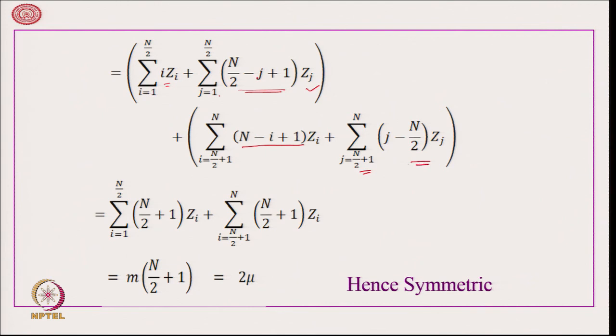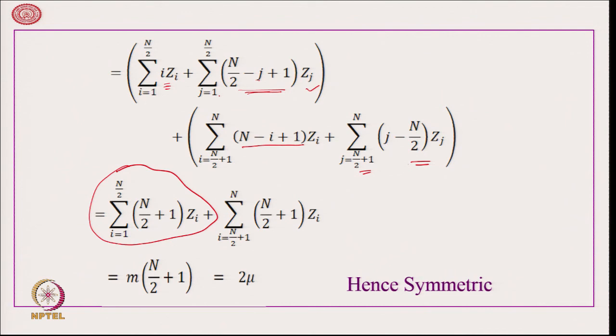Here we can make a change of variable. Instead of j, if I call it i, then what we are getting is sigma z_i for i from 1 to n by 2, minus sigma (i+1) z_i, and when we combine them, i and minus i cancel, therefore we get n by 2 plus 1 times z_i, with i from 1 to n by 2.